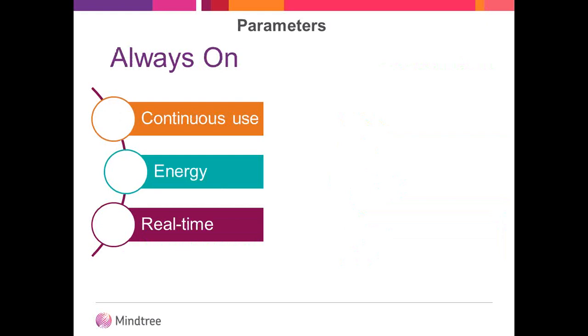The third attribute is about always on. Again, here there are multiple parameters, but I picked up the top 3. One is about continuous use. These devices will be continuously used. They will be continuously monitoring your body parameters, your environment, your physical, and maybe there are sensors tomorrow which will also monitor your emotional conditions. Whether you are stressed out?